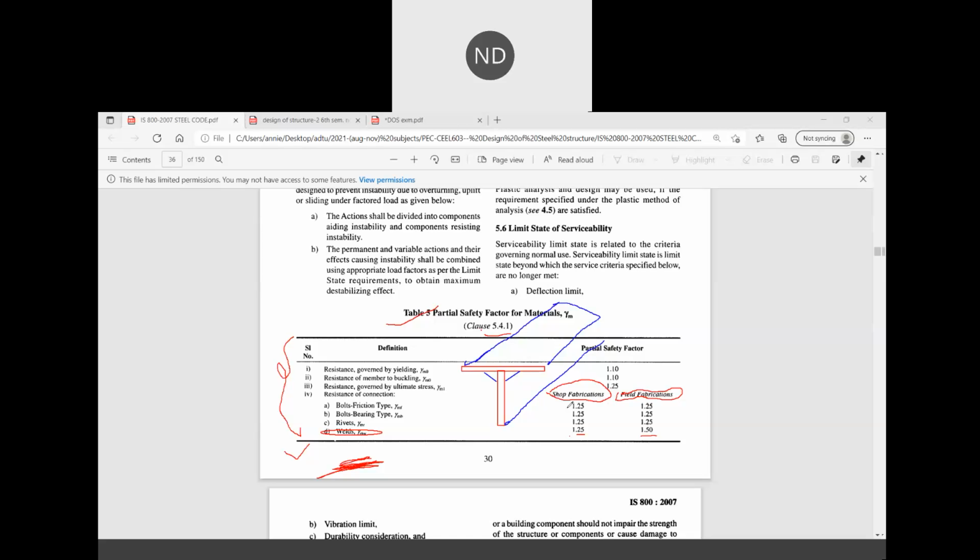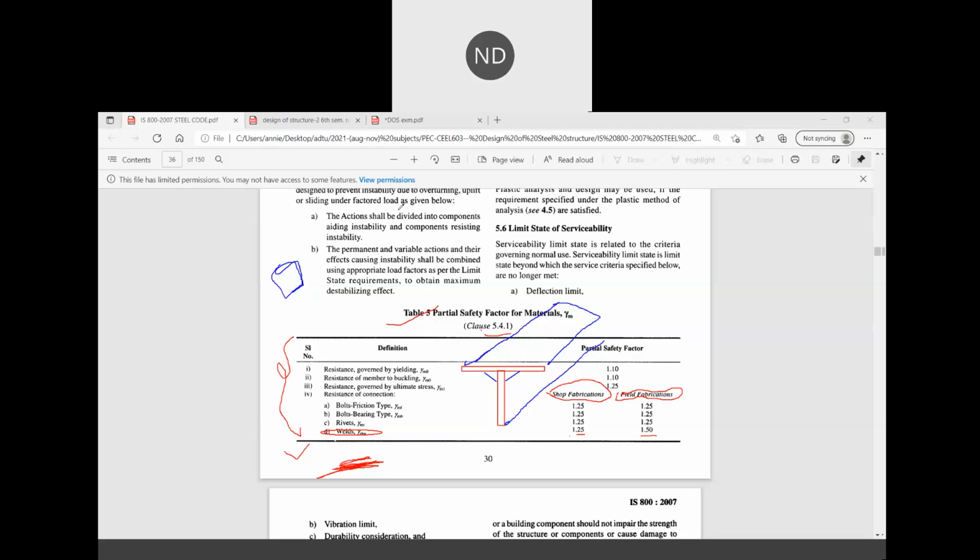Now when you join these two plates on your fabrication side, that means in your shop, away from the site, suppose you have a construction site here where the construction is going on. So when you have this, suppose this is your field where the construction is going on.